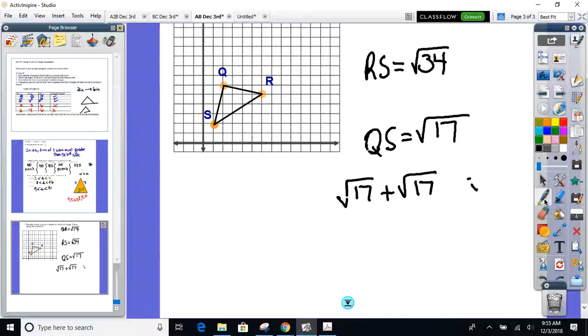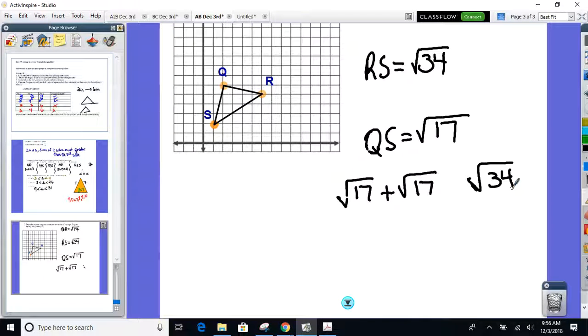And many of you that forgot your algebra skills from last year are going to say, no, they're equal to each other because you're doing 17 plus 17. That is not how radicals work, ladies and gentlemen. You just don't add what's underneath. That's why you have your calculators out right now. So everyone go to your calculators.